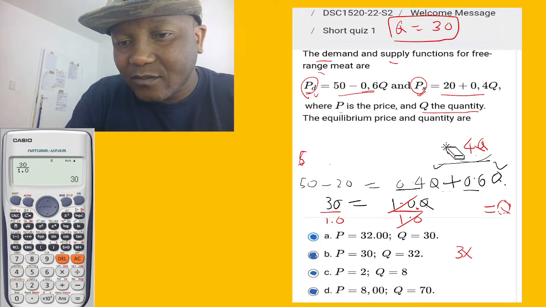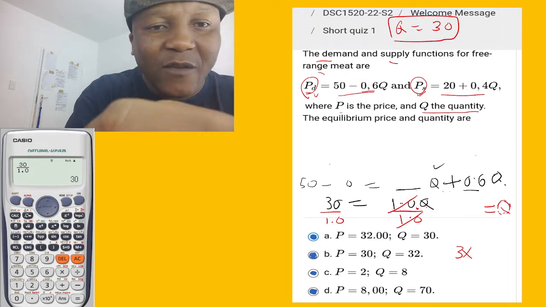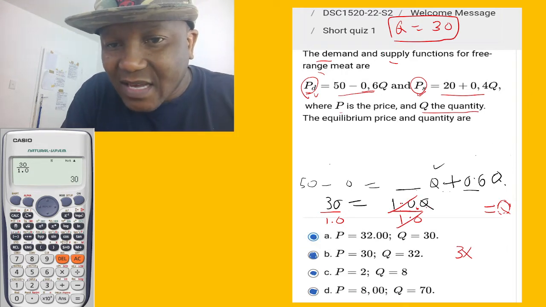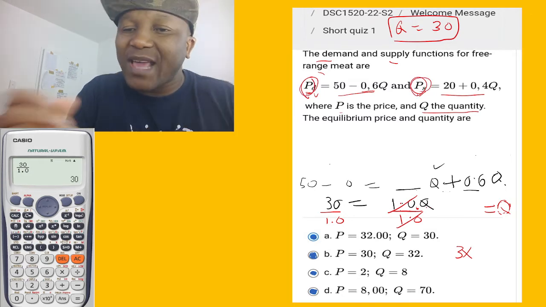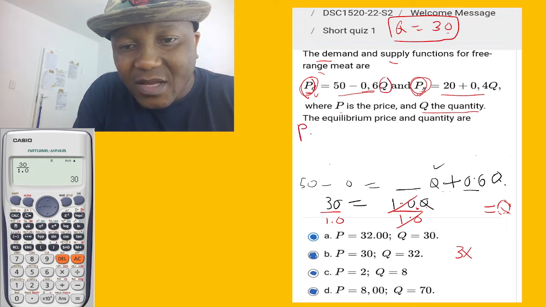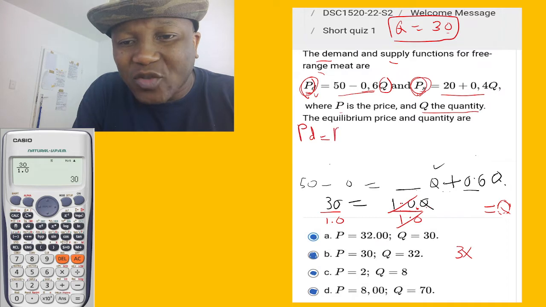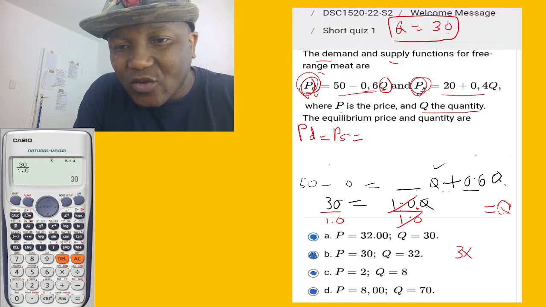It's enough space. Now if you want to get the P, it's easy. Remember, at equilibrium P of S equals P of Q. They are equal. So I'm going to take this 30 and replace it in the position of Q here. So I'm going to say P at D, which is going to be the same as the P at S. If I substitute the value of Q, it's going to give me PD, which is the same as the Q.